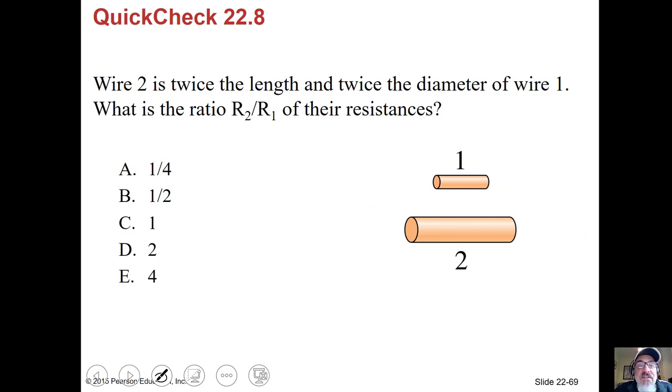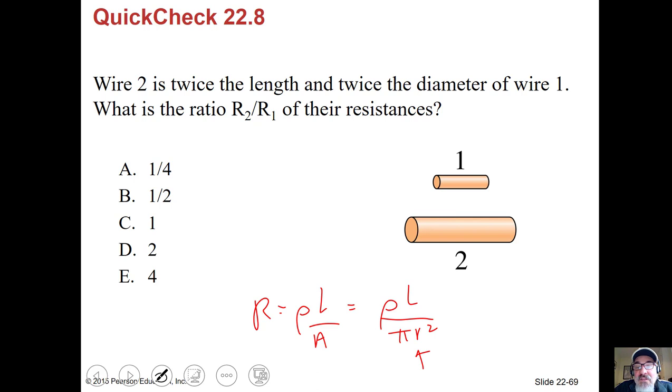Wire 2 is twice the length and twice the diameter of wire 1. What is the ratio of R2 to R1? Okay, so wire 2 is twice as long. Let me write this formula. We've seen that before. Or I could write it with pi r squared for the area, right? Resistivity times the length divided by area, but the area is pi r squared. That's what makes it a little bit tricky, because the radius is squared in the formula.